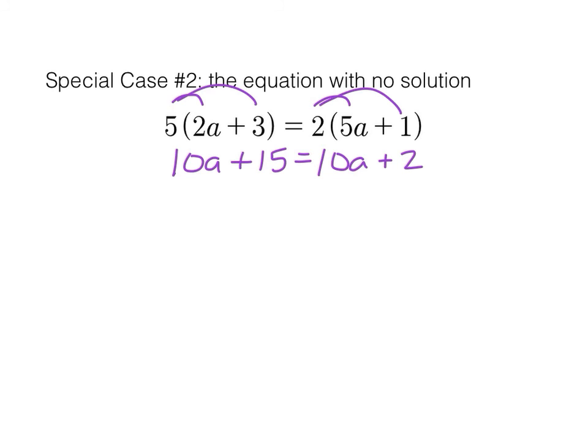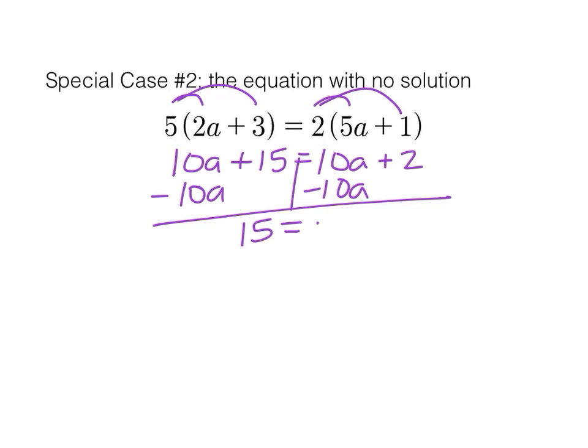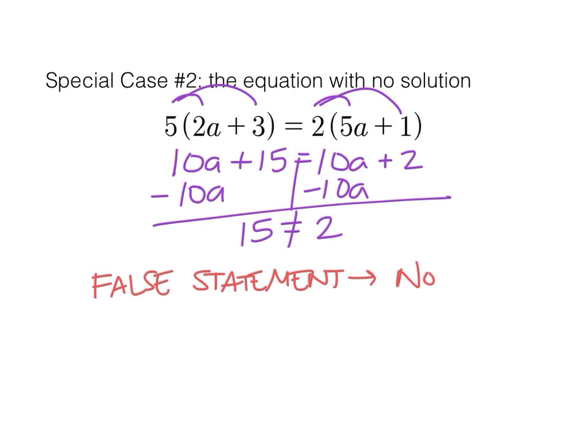Okay, so I distributed. And I already noticed that I have a problem. 10A and 10A are the same. And then we got a 15 and a 2. That's different. All right, so let's say that we want one more step. Let's subtract 10A from each side, leaving me 15 equals 2, which it does not. We got a false statement, and a false statement automatically indicates that we are looking at a situation where there is no solution. There's no number that makes that true.